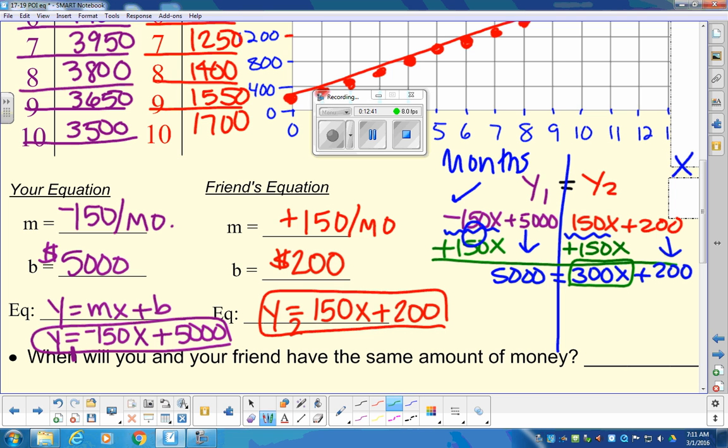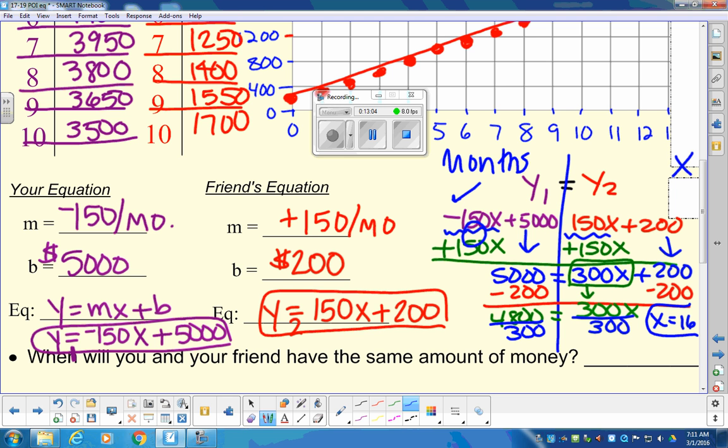Hand method kicks in, I subtract 200, copy, paste. Working left to right then, 5,000 minus 200 is 4,800. If I haven't used it, drag it down. Divide by 300, copy, paste. We end up finding out that x is equal to 16, which means had we worked our table out to month 16, we would have found the POI.